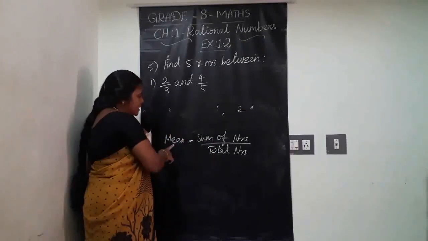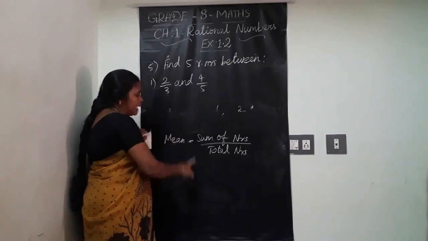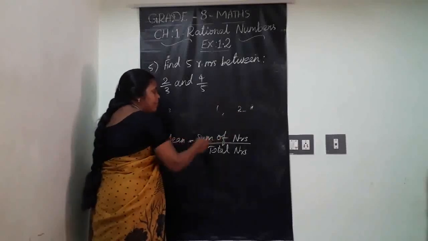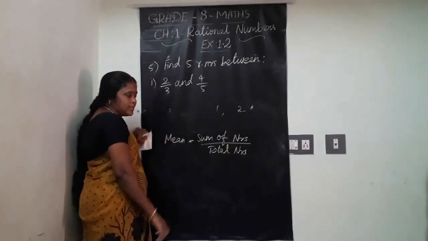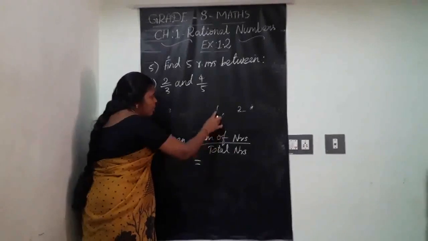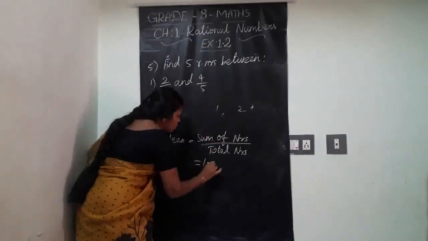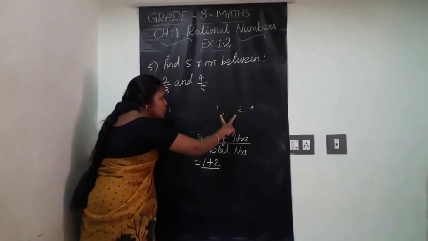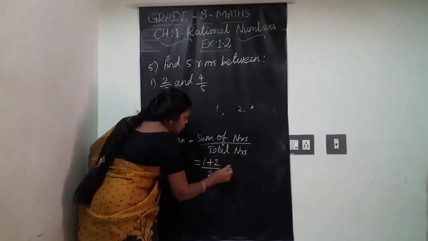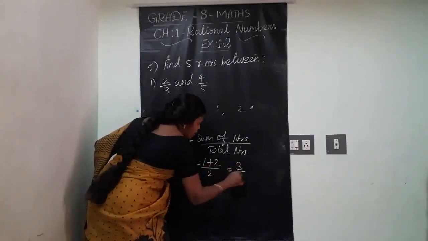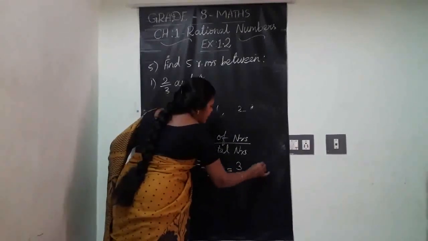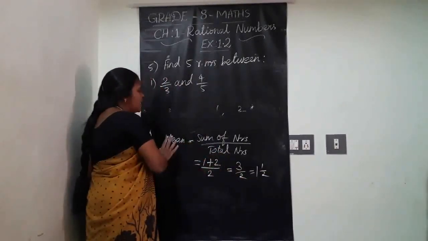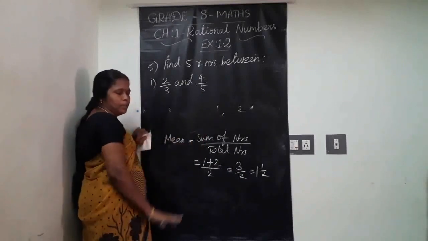Clear children? Mean of the given values is equal to the sum of the observations by the total number of observations. Here what numbers are given? 1 and 2, no? So 1 plus 2, sum by total. How many numbers are there? Just two numbers. So 1 plus 2 is 3 only, no? 3/2, nothing but 1.5. Clear? This is the procedure for taking average of any numbers given.